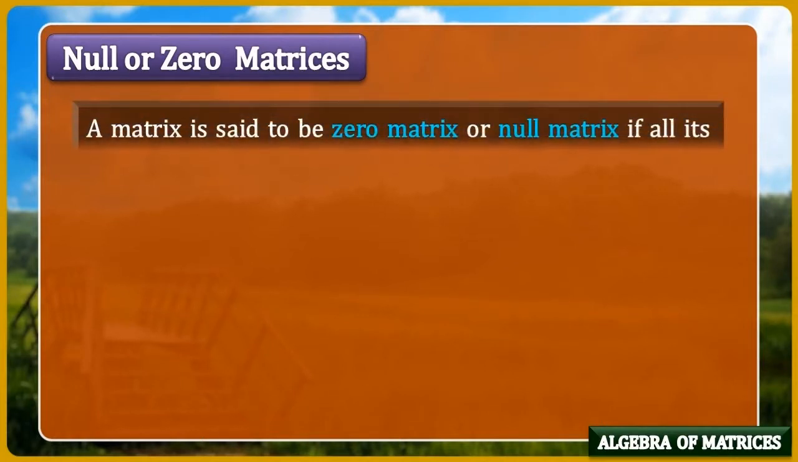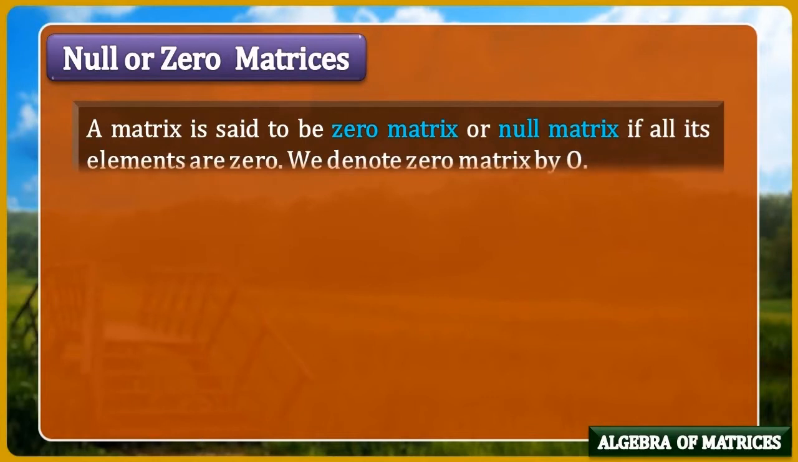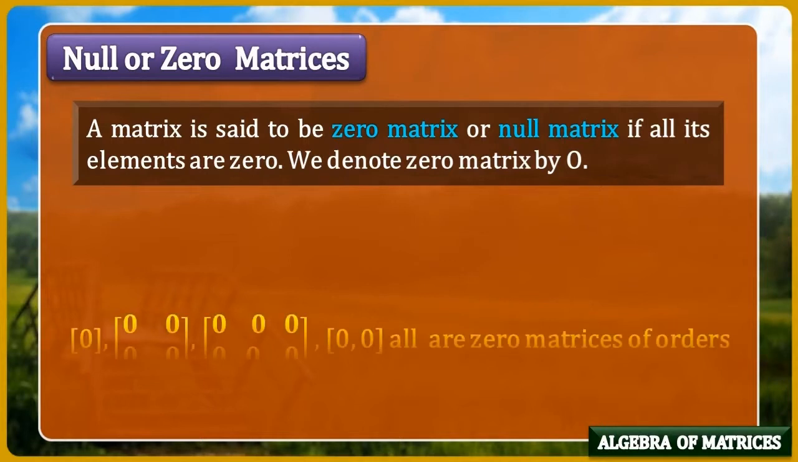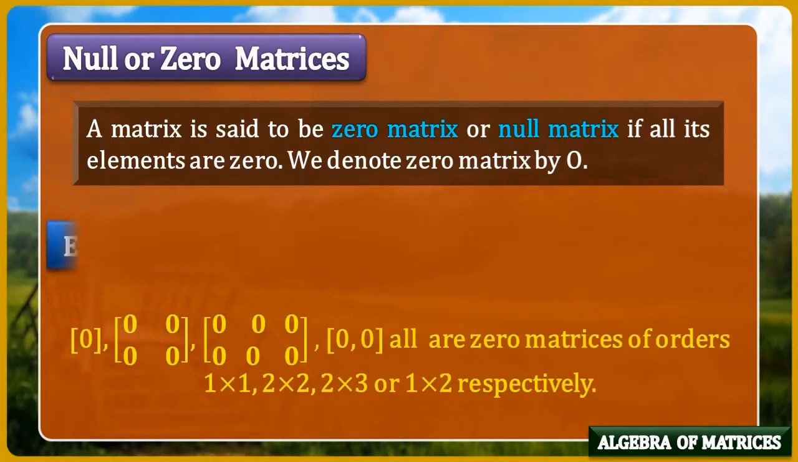Next type of matrix is the null or zero matrix. A matrix is said to be a zero matrix or null matrix if all its elements are 0. We denote the zero matrix by 0. For example, these all are zero matrices of orders 1 by 1, 2 by 2, 2 by 3, and 1 by 2 respectively.